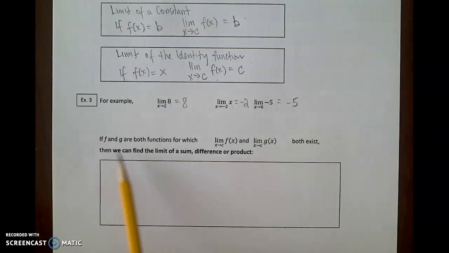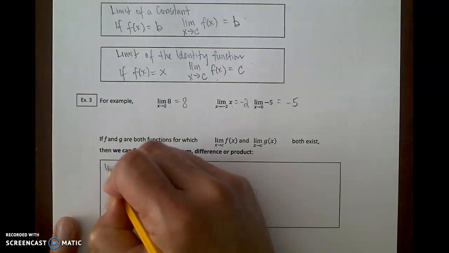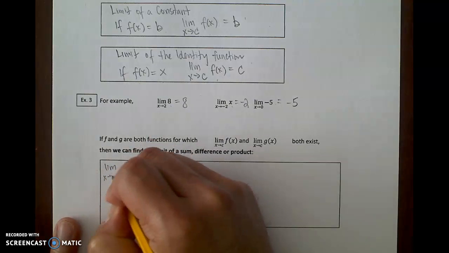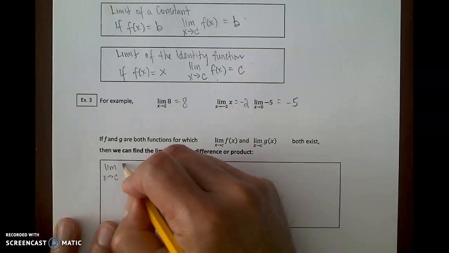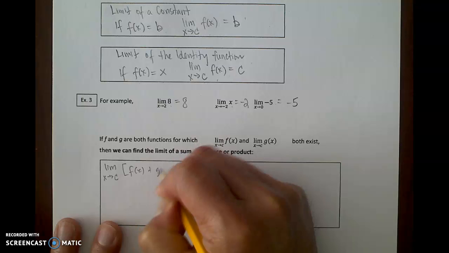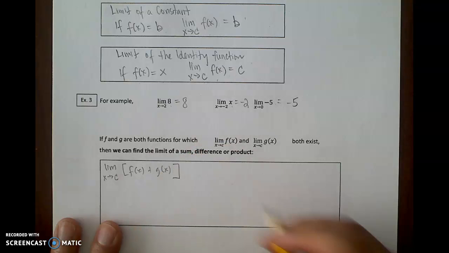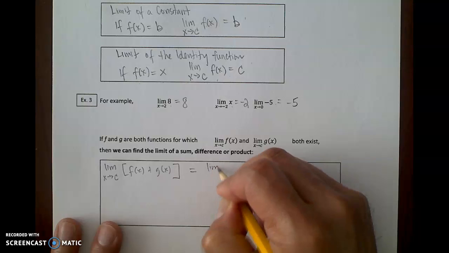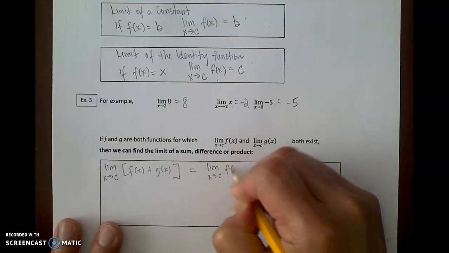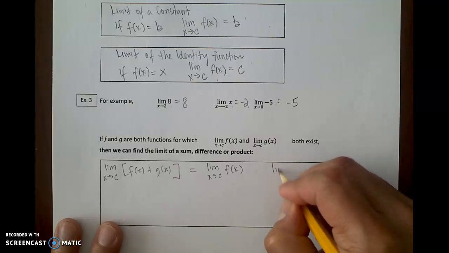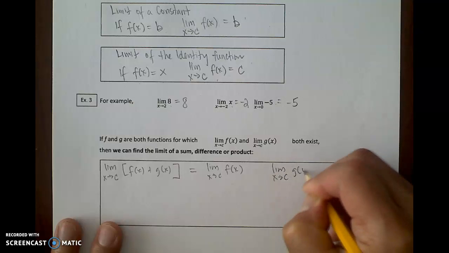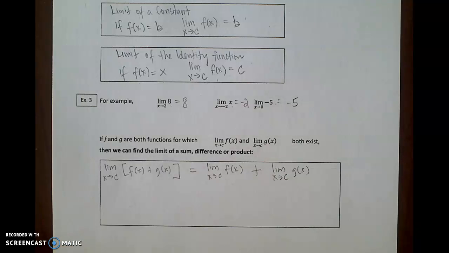Alright, so if f and g are both functions for which we can find the limits, if both limits exist, then we can find the limit of a sum, difference, or product of those two functions. So, for example, trying to find the limit as x approaches c for the sum of these two functions. That is the same thing as finding the limit of each function separately as x approaches c, and then adding them together.